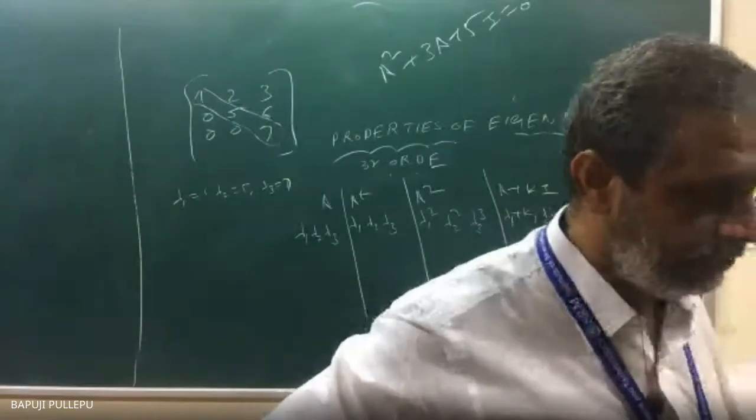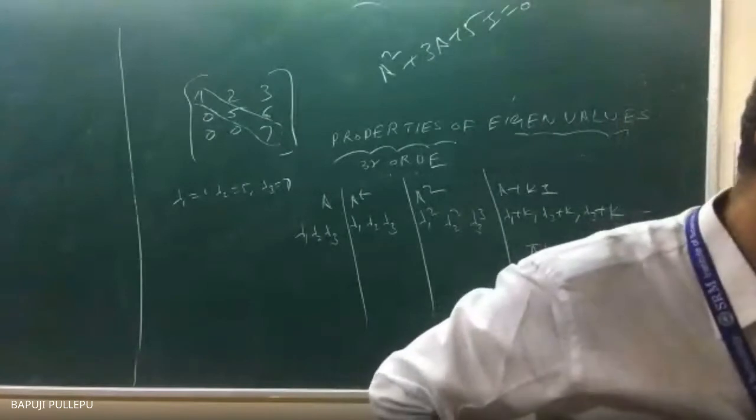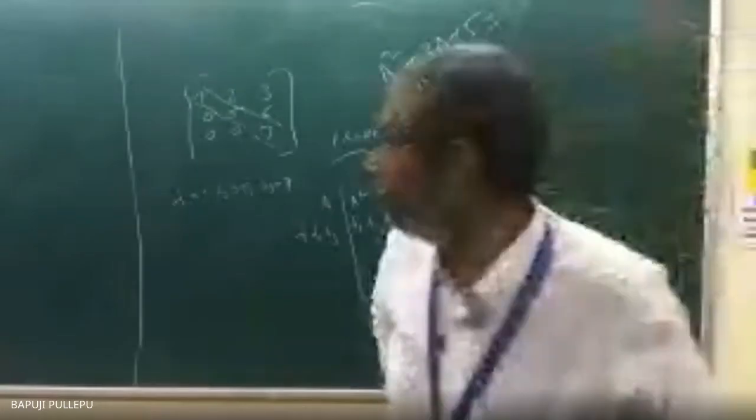Lambda 2 square plus 3 lambda 2 plus 5. And lambda 3 square plus 3 lambda 3 plus 5. Very good. Enough. Any problem? No, sir. Very good. Enough. You are now masters.